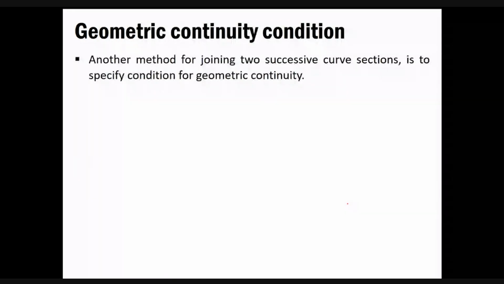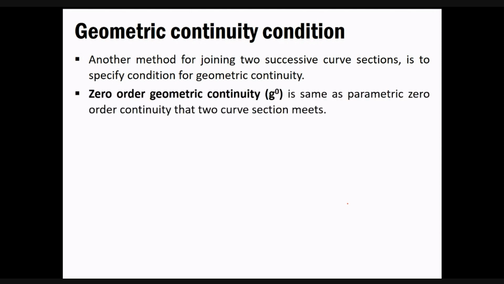Another method for joining, and just keep one thing in mind: what is the ultimate goal of doing all of this? The very first point says there is another method for joining two successive curve sections. All of this is required to connect two curve sections that you would be having. It is to specify conditions for geometric continuity. So what does this geometric continuity mean?